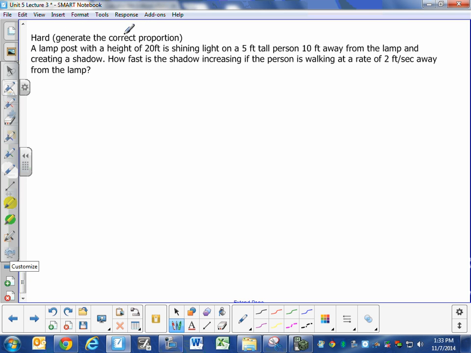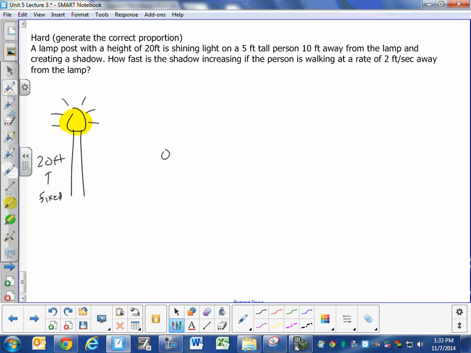We need to generate the correct proportion to do this problem. We got a lamp post with a height of 20 feet, shining a light on a 5-foot tall person 10 feet away from the lamp. So let's get a lamp post. Lamppost has a 20-foot height. That's like a y coordinate. I'm going to say that is definitely a fixed value. The lamppost is not going to be changing in height.